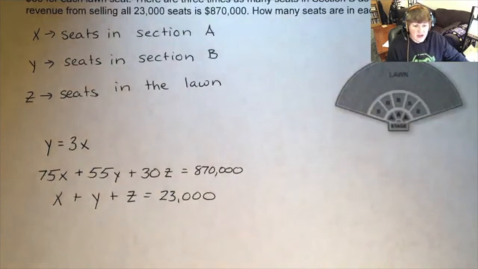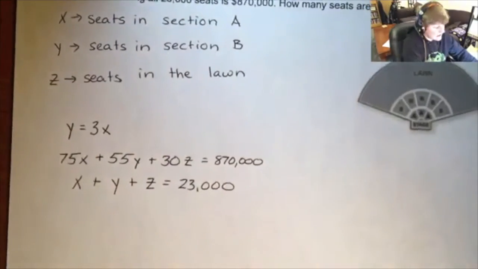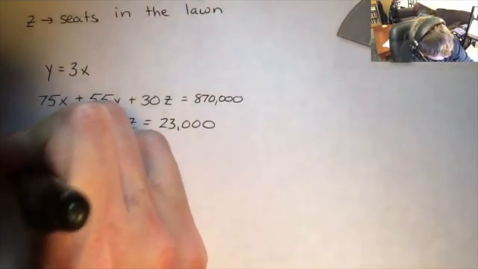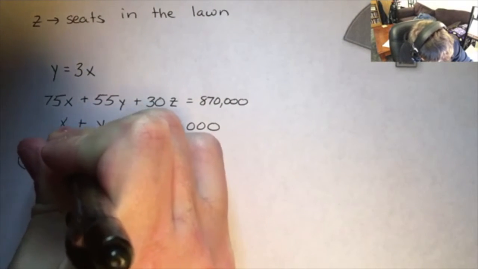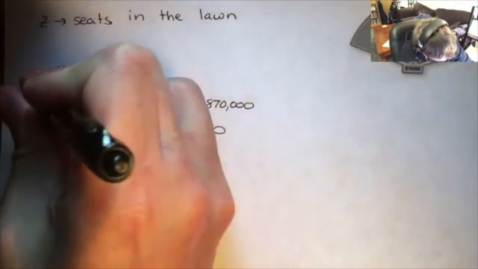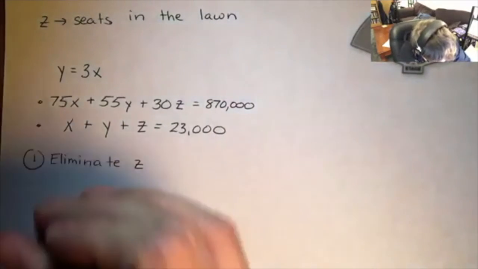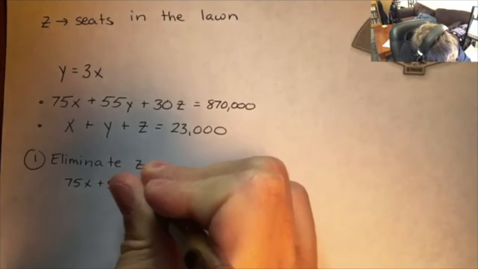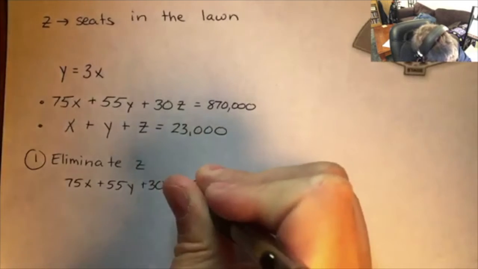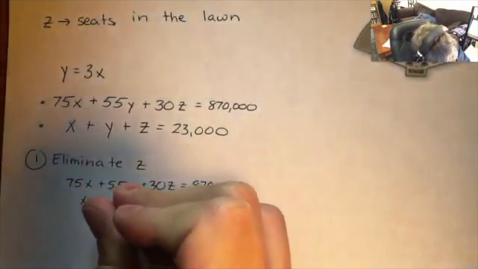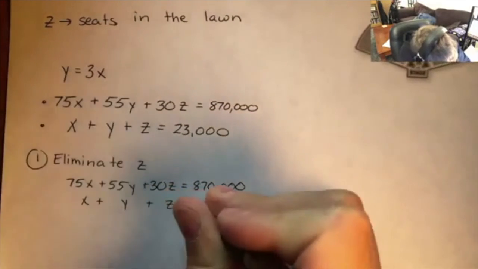Hopefully you're telling yourself right now that we should eliminate z, because z is gone from this equation, and so it's going to help us skip over a step. It makes the problem a little bit easier. So let's go ahead and start this off. Let's eliminate z. I'm going to use these 2 here. So I'm going to have 75x plus 55y plus 30z is equal to 870,000. And then I'm going to have x plus y plus z, which is going to be 23,000.